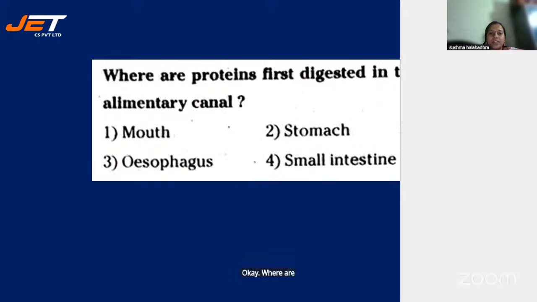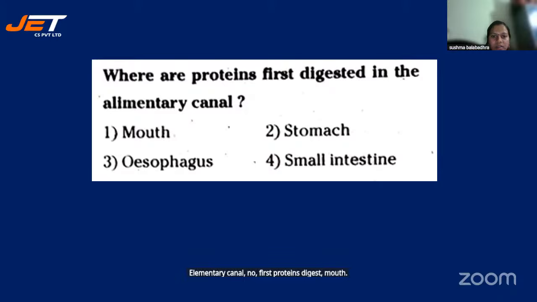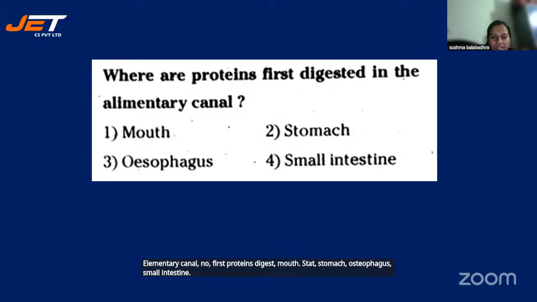And see here, where are the proteins first digested in the alimentary canal? Alimentary canal lo first proteins digest ayyedi ekkada? Mouth, stomach, esophagus, small intestine. What is the correct answer, students?